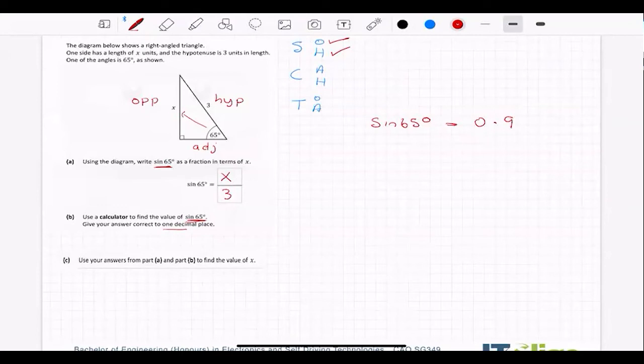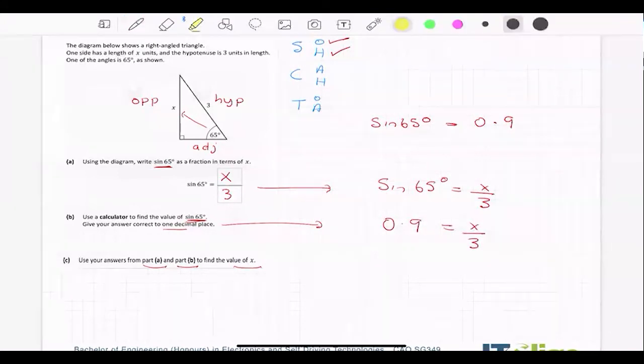Okay, and then part C, use your answer from part A and part B to find the value of x. This is part A, which was sine 65 degrees is x over 3. If I put in the bit from B, I'm putting in 0.9 instead of sine 65. Now I need to solve for x. So I need to get rid of the 3 from that side so that I have x on its own. He's on the bottom, or he's divided.